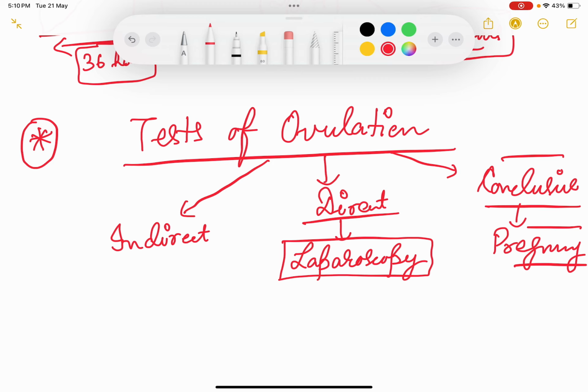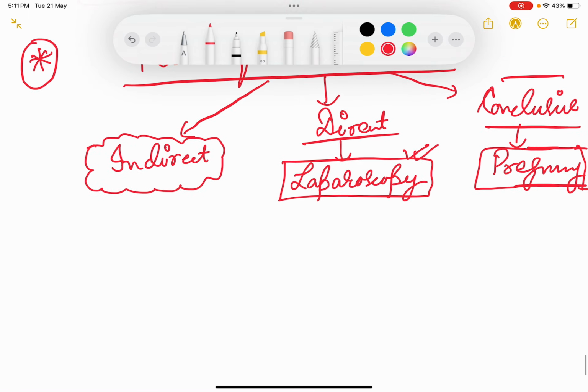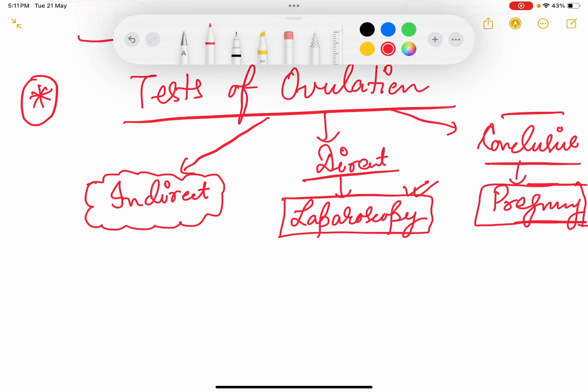But every time it is not possible to do laparoscopy because it is costly for the patients. Also, we cannot wait for the next 14 days and then do a urinary pregnancy test. So 14 days तक कोई बैठा नहीं रहेगा ovulation test करने के लिए. So basically we rely upon the indirect tests for fast diagnosis of ovulation. So what are the indirect tests?